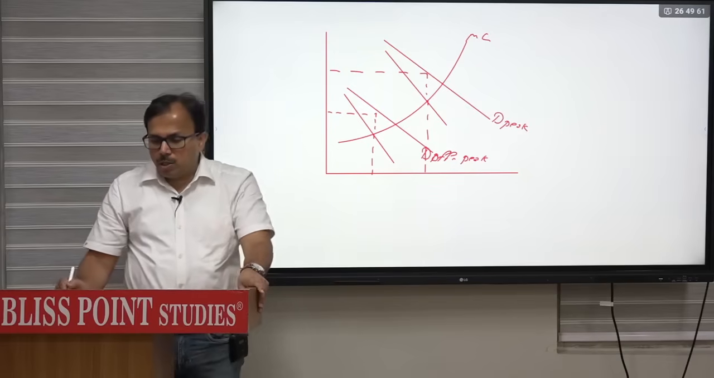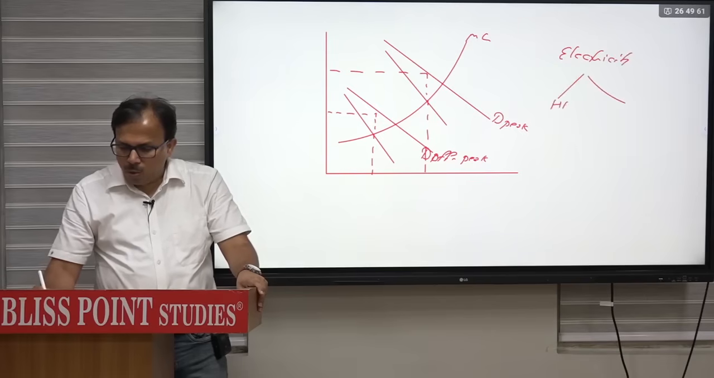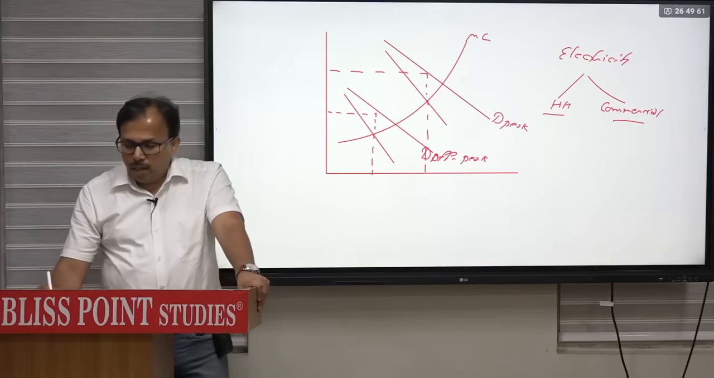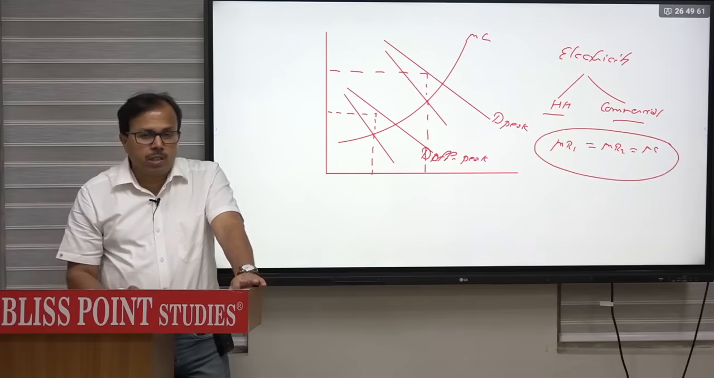In third degree discrimination, for example electricity has a commercial use and a household use. We have segregated the market between household use and commercial use, and this is based upon elasticity. The demand of both is different, the elasticity is different, and to maximize profit MR1 must be equated to MR2, which is equated to marginal cost. That is for the third degree.